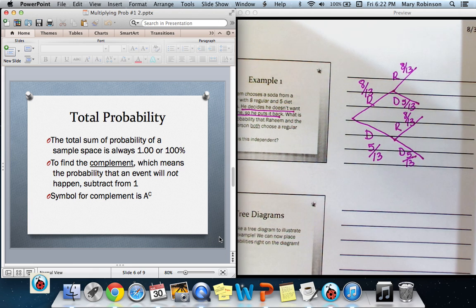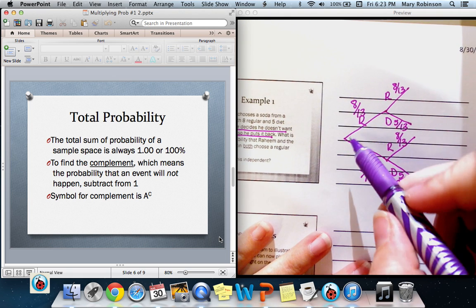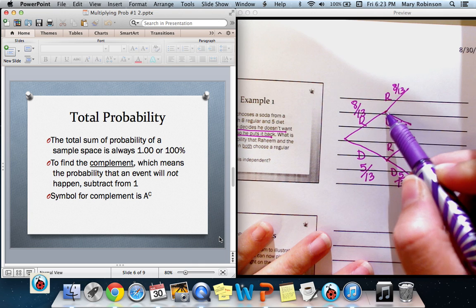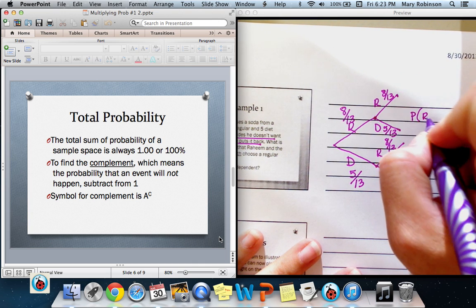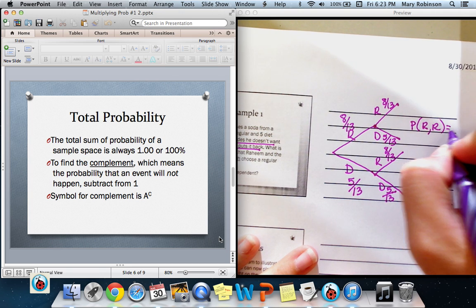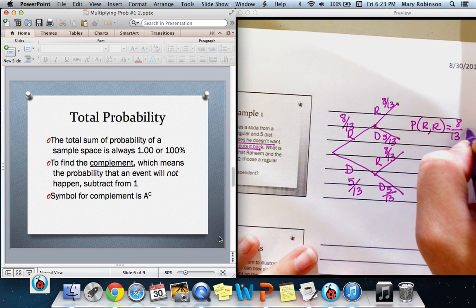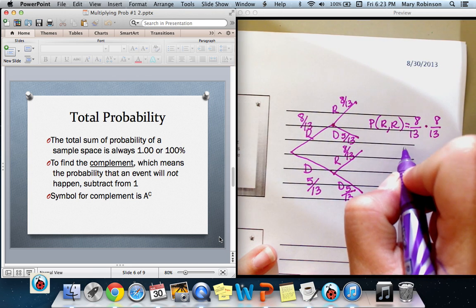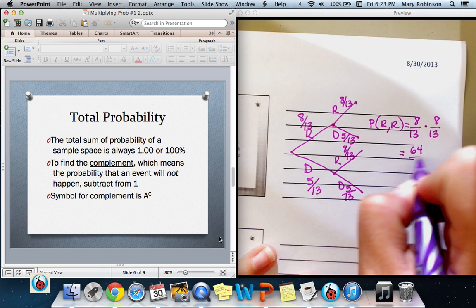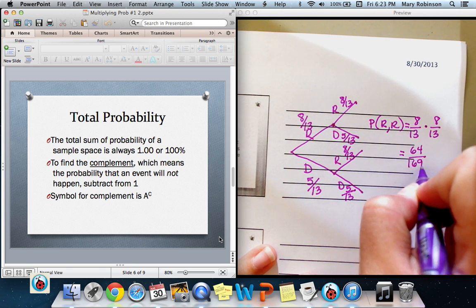If we want to find the probability that he pulls out 2 regular drinks, all we would need to do is multiply the 2 probabilities. So the probability of choosing a regular, put it back, and then choosing another regular would be 8 out of 13 times 8 out of 13, or equal to 64 over 169.